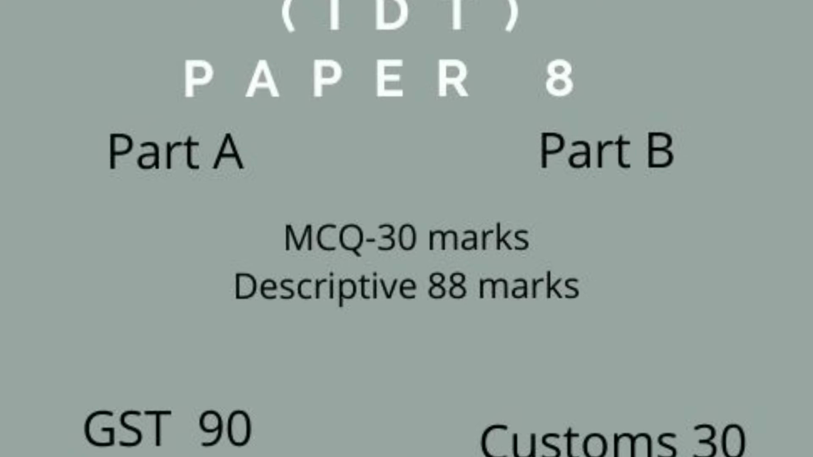So let's talk about the ABC analysis of IDT. Let's begin with that. First of all, I'll talk about the paper pattern for IDT. Part A is GST for 90 marks, and Part B is customs, which is 30 marks. So in all it is 120 marks, out of which 30 marks is the compulsory MCQ question, and 80 marks is the descriptive one.